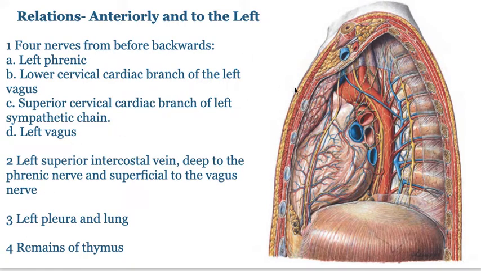Then it also has the left superior intercostal vein, deep to the phrenic nerve and superficial to the vagus. The left pleura and the left lung, and remains of the thymus gland as well.